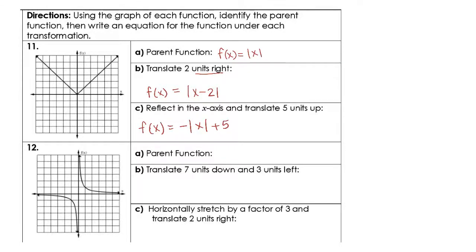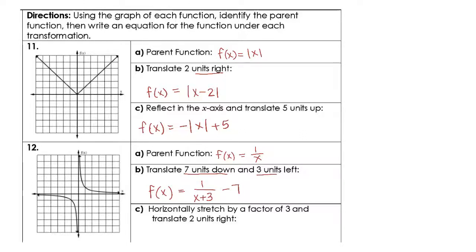Okay, so for our next one, number 12, our parent function is that reciprocal function. So we're going to have f of x equals 1 over x, and then we are going to translate 7 units down and 3 units right. So 7 units down means I'm subtracting 7 on the outside. However, 3 units left, that's going to be really x plus 3 on the inside of the function minus 7.